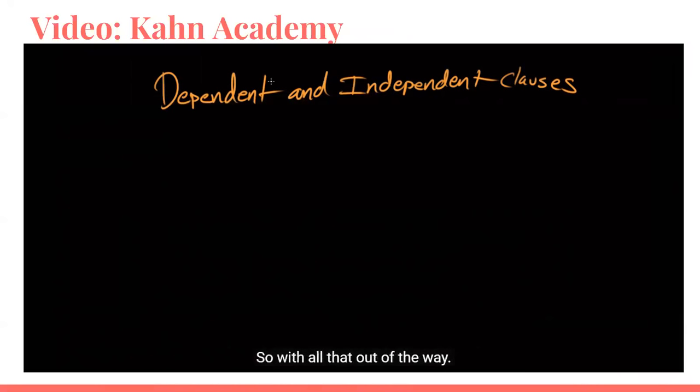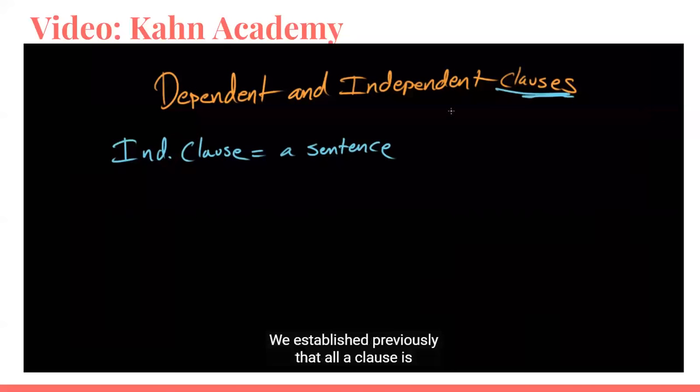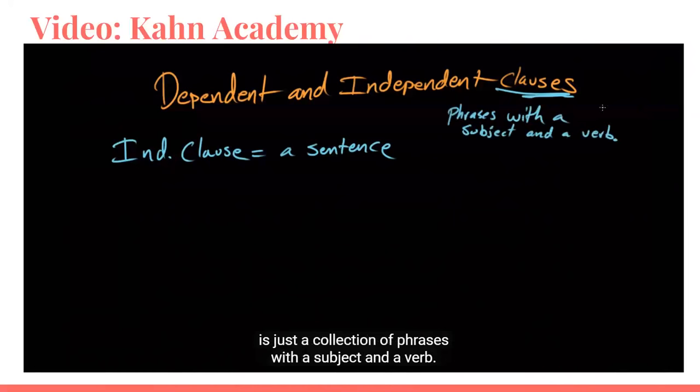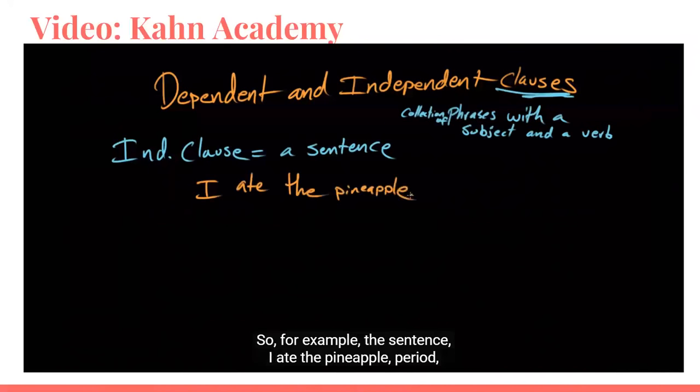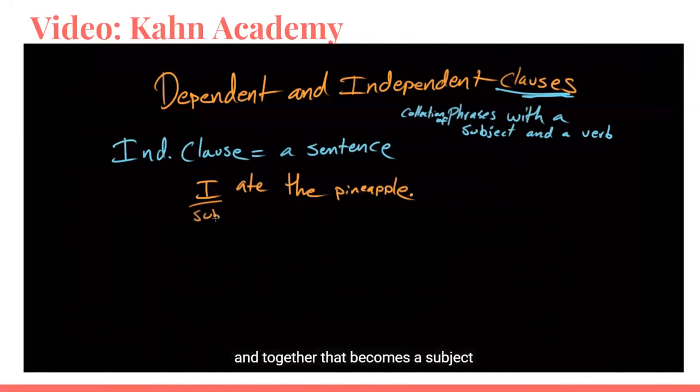So with all that out of the way, let's start with independent clauses, because an independent clause is basically a sentence. We established previously that a clause is just a collection of phrases with a subject and a verb. So for example, the sentence, I ate the pineapple, period, is an independent clause. So it's a couple of phrases. We've got this noun phrase, I, we've got this verb phrase, ate the pineapple, and together that becomes a subject and a verb or a predicate.